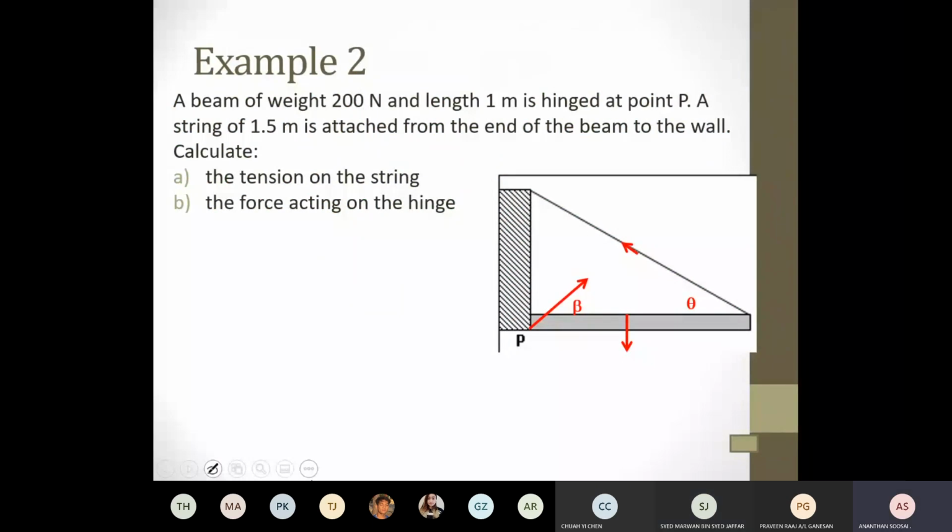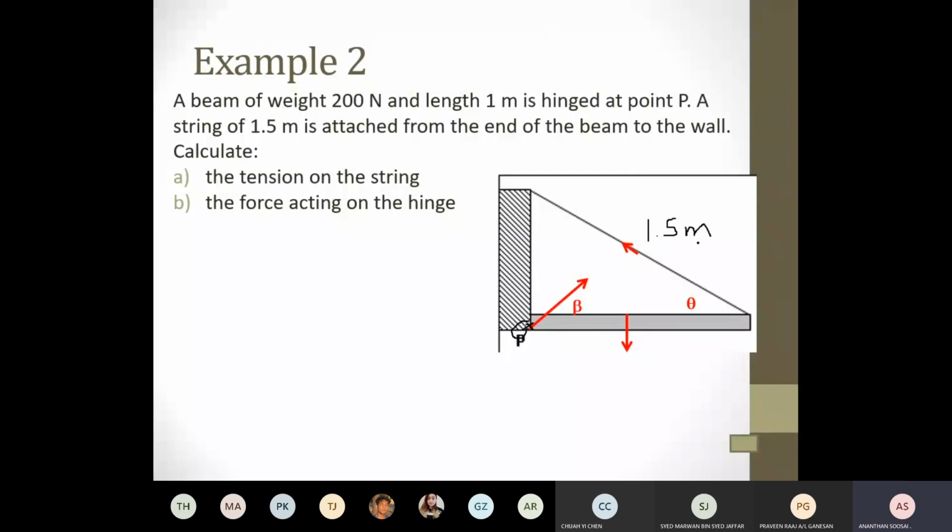So now the system changed slightly. How do you do this? This is the first time the force is diagonal. A beam of weight 200 Newton, length 1 meter, hinged at point P. So this is the pivot here. A string of 1.5 meter is attached from the end of the beam to the wall.